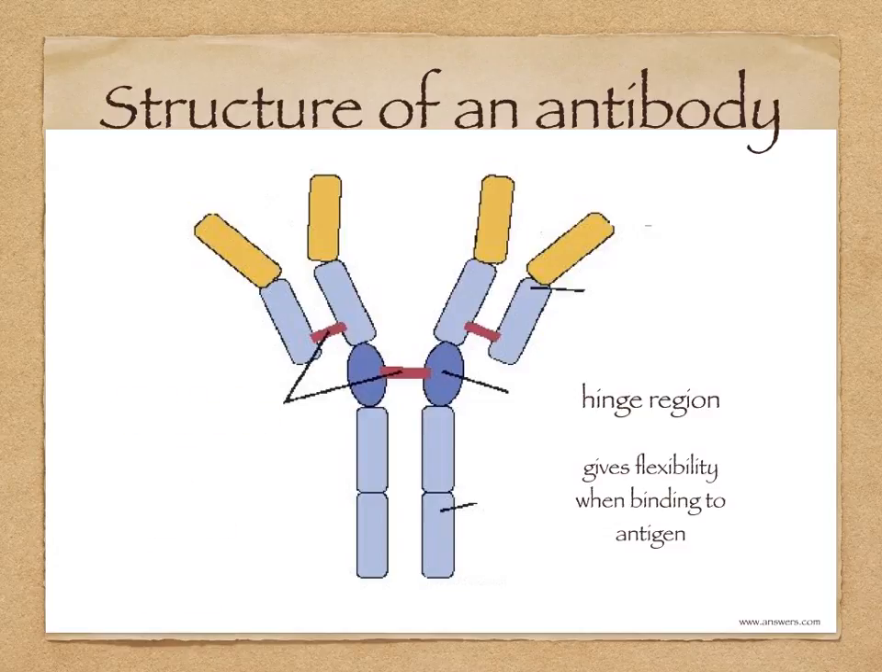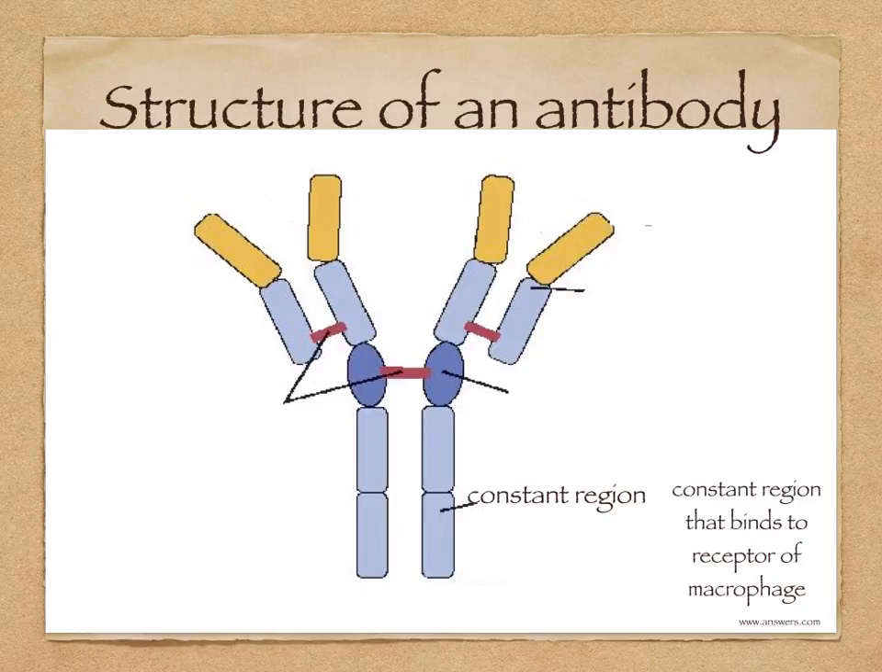The hinge region, represented by those dark blue circles, is flexible, so it gives flexibility when the antibody binds to the antigen. The constant region is the same in all antibodies, and it's where the antibody binds to a receptor on a macrophage.